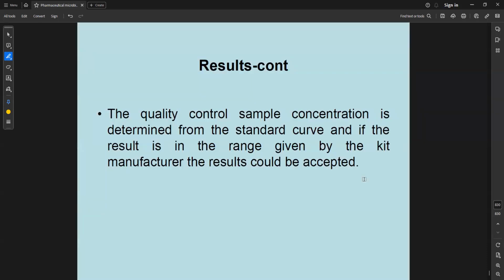So the quality control sample concentration is determined from standard curve, and if the result is in the range given by the kit manufacturer, the results could be accepted. Hey, it happened.